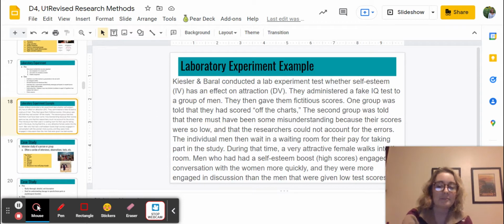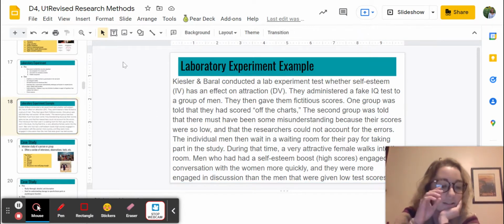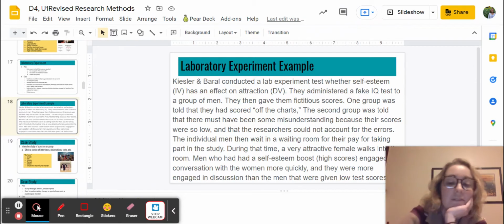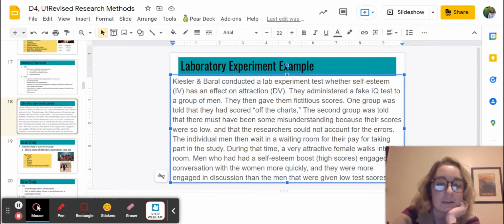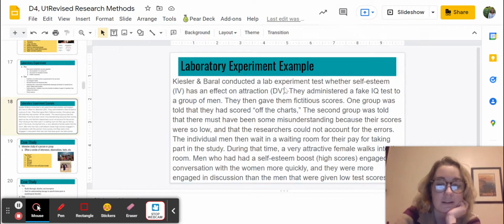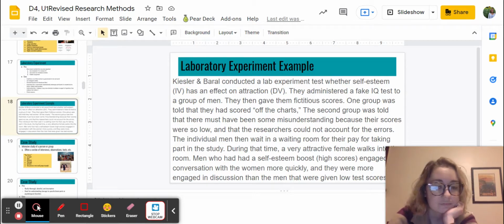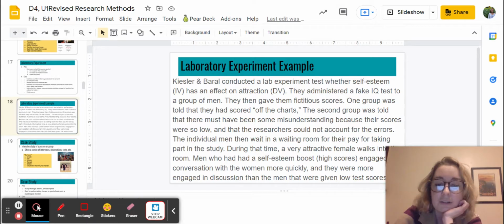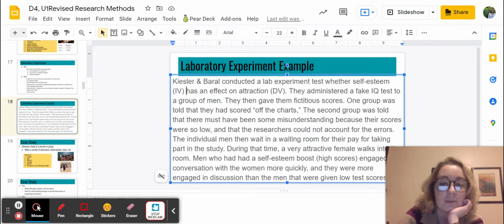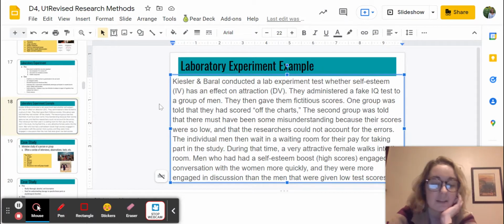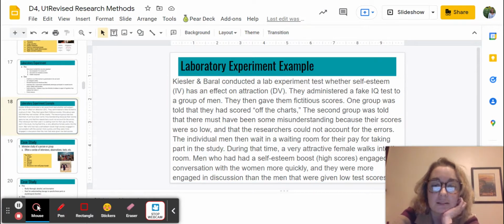So I'm just going to give you some different things to look at for each research method. What we see here is a lab experiment testing whether self-esteem, the independent variable, has an effect on attraction, the dependent variable. We'll read through here, but you can see that this idea that they're looking at an independent variable causing a change in the dependent variable makes it an experiment.